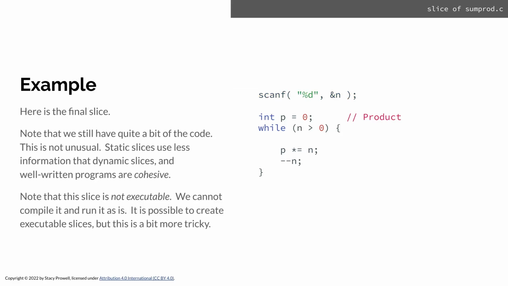Here's what we end up with. The scanf setting N, the loop multiplying P by each value of N, and then decrementing it. And there we go. This slice isn't executable. You can build executable slices, but it's hard.